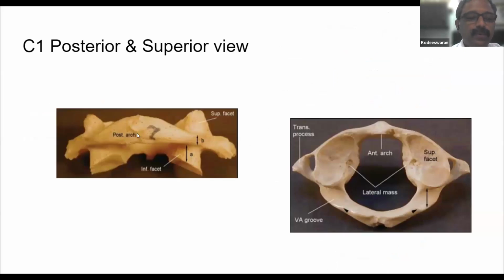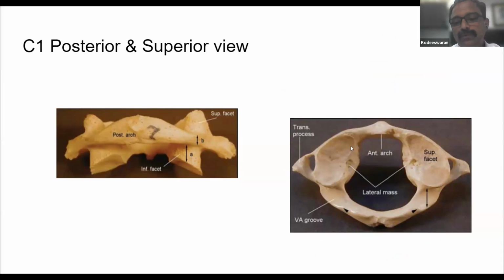So this is the posterior view of C1. This is the posterior C1. This is the inferior articular facet. This is the superior articular facet. These two together form the lateral mass. So this is the entry point of C1 screws. That is, lateral mass screws.